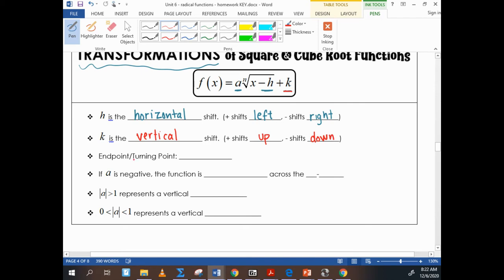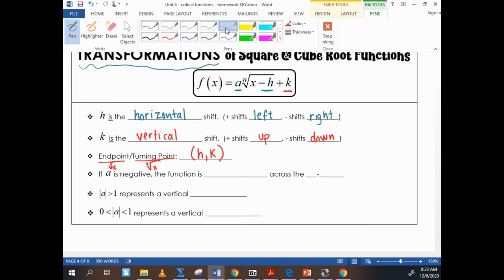Okay, the end point. Remember, the end point is when we have a square root. The turning point is when we have a cube root. So I'm just going to write that under there. That's a square root. This is a cube root, has a turning point. So it'll be either one or the other. You're not going to have both of them. I just put them both on there because, again, this is how you graph both of them. But this one is easy. Remember, it was 0, 0 for our parent function. So it's just going to be your H and your K. It's kind of like your vertex right here. It's just going to be how many you move it over horizontally and however many you move it vertically right there, H and K.